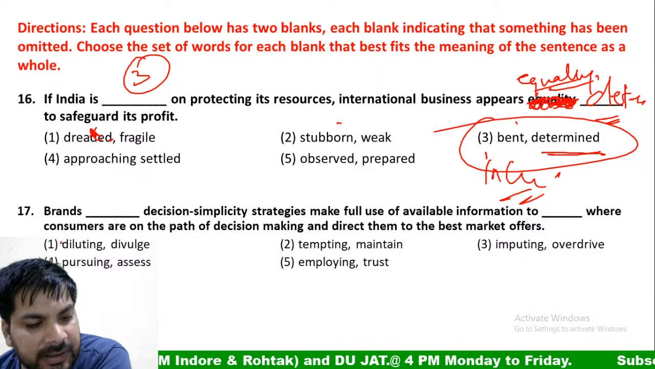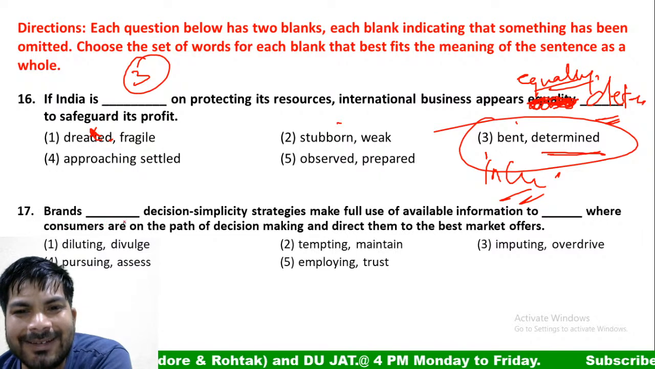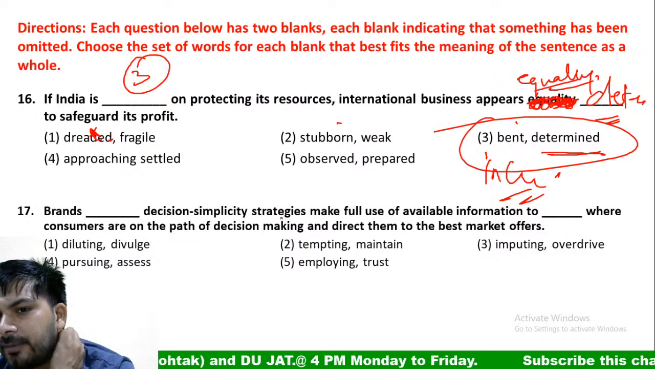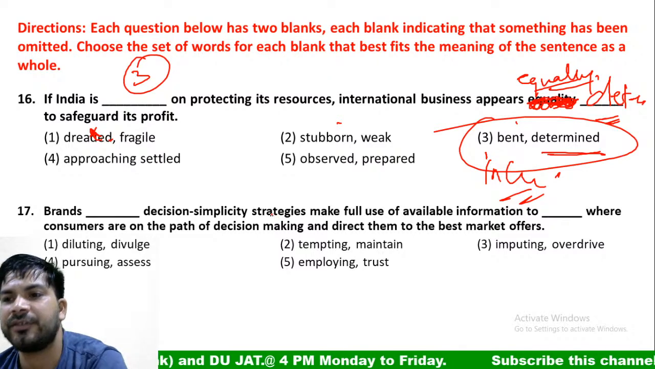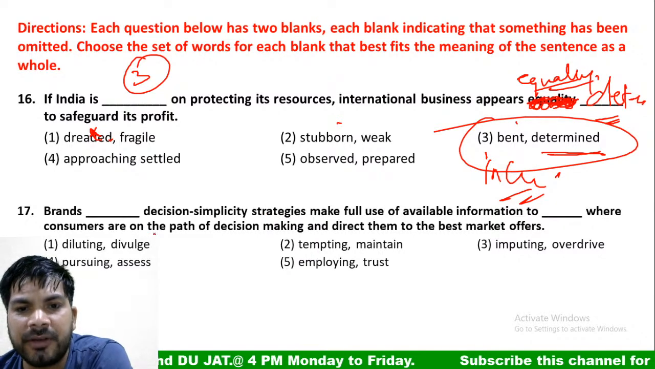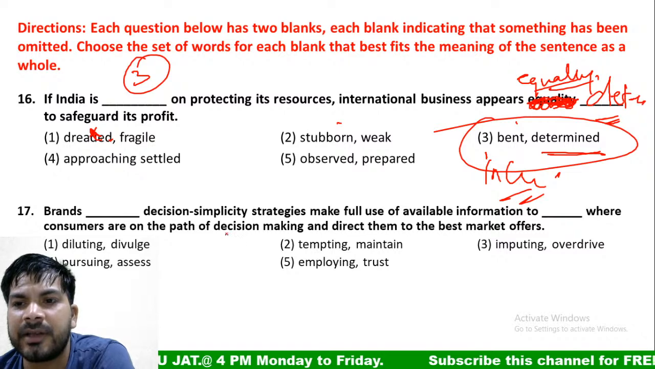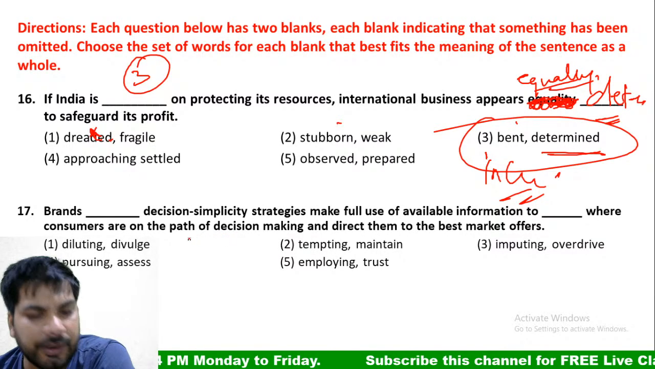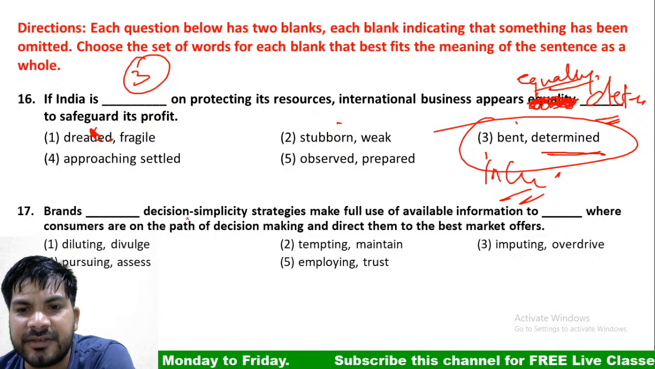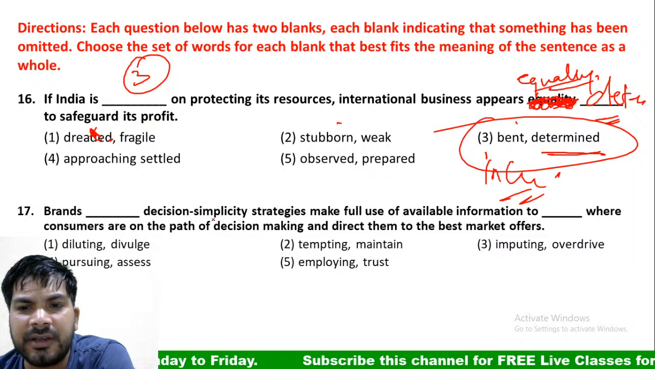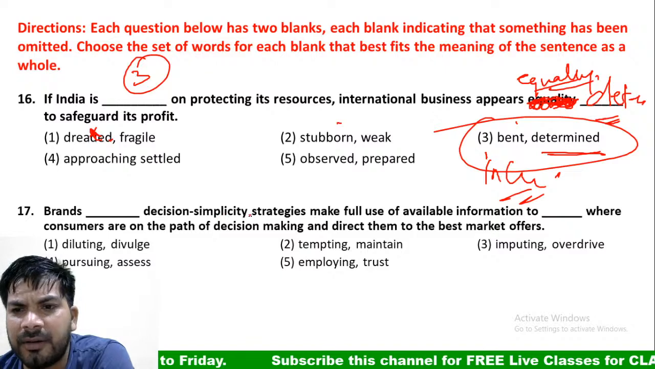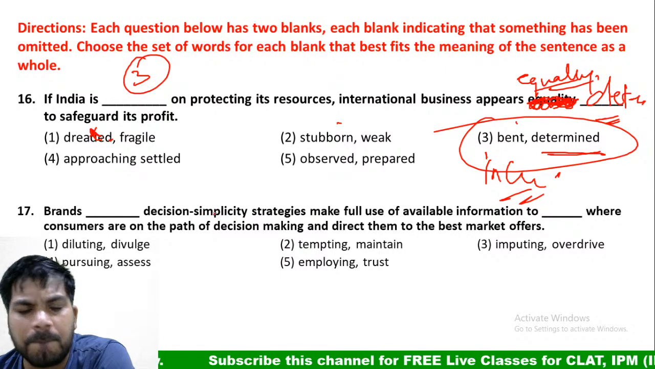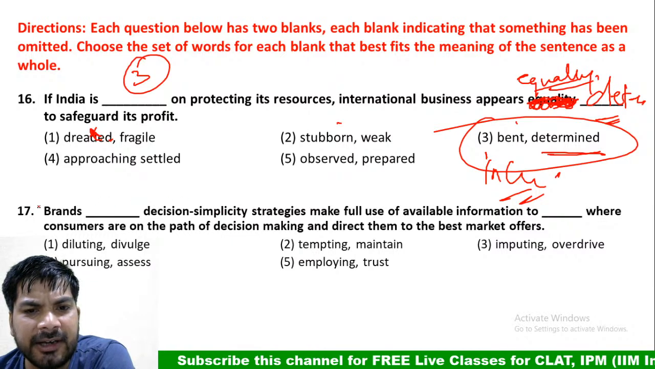Question number 17, ladies and gentlemen. Brands dash decision simplicity strategies make full use of available information to dash where consumers are on the path of decision making and direct them to the best market offers. Right? All right. So brands dash decision simplicity strategies make full use of. All right. Just give me the right answer to 17th.